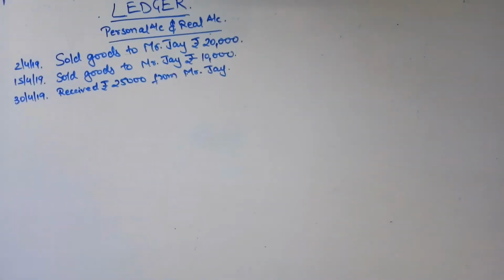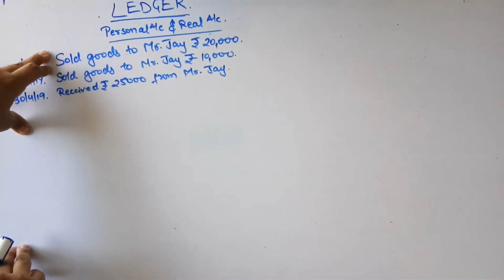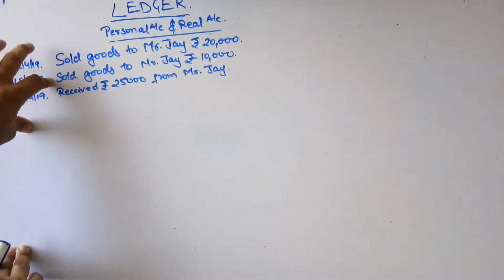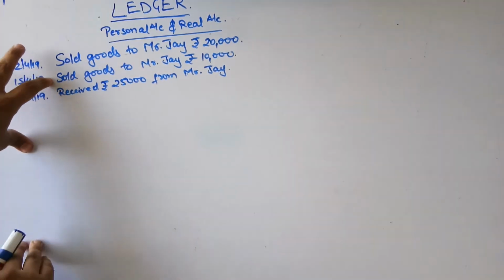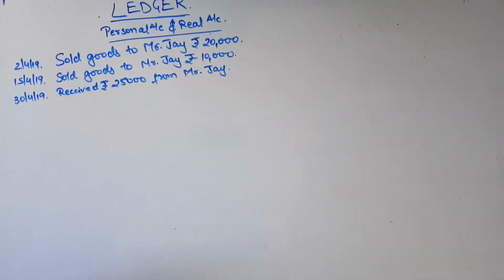Okay guys, if I give you these three transactions, now tell me one thing. Just think from the viewpoint of Mr. J. What has Mr. J done? Or else, what is the transaction between us and Mr. J? What are the transactions? Number one, on the 2nd April, we sold goods to Mr. J. Second, we sold again the goods on the 15th of April to Mr. J of rupees 10,000. Correct, guys? And after that, we have received rupees 25,000 from Mr. J, guys. Correct?